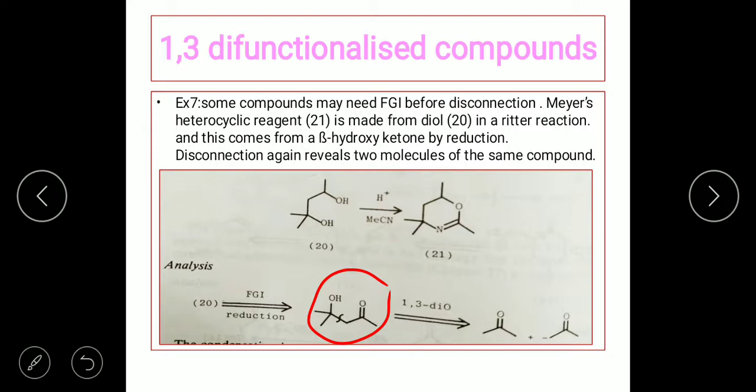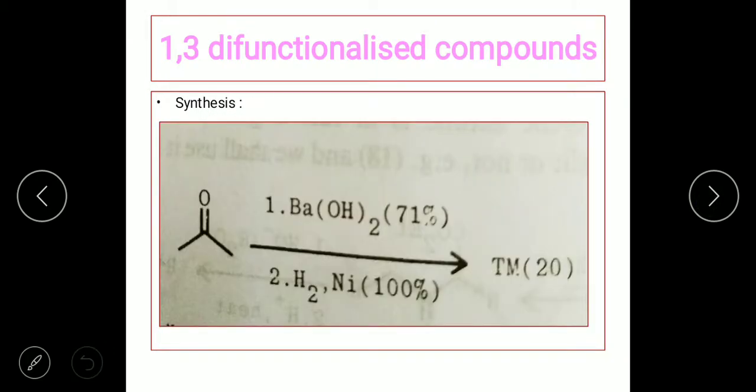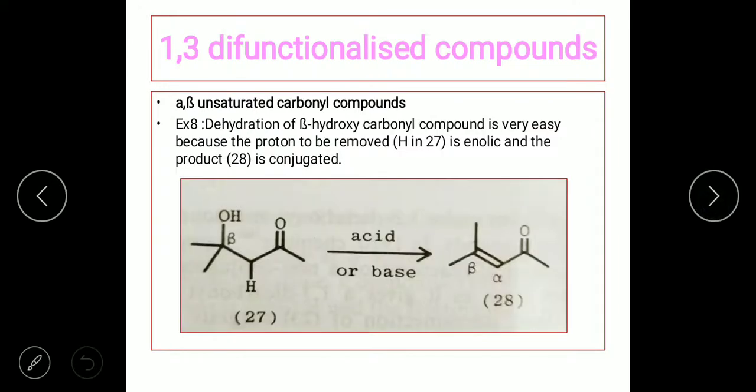So here again you're going to write down 1,3 diO, because we are going to do the 1,3 disconnection, and then it is going to give rise to 2 synthons and the synthetic equivalent, which is going to be a ketone, acetone, as the synthetic equivalent. Now, making use of this in presence of a base, we are going to write down the target molecule. So this is how we synthesize the target molecule.